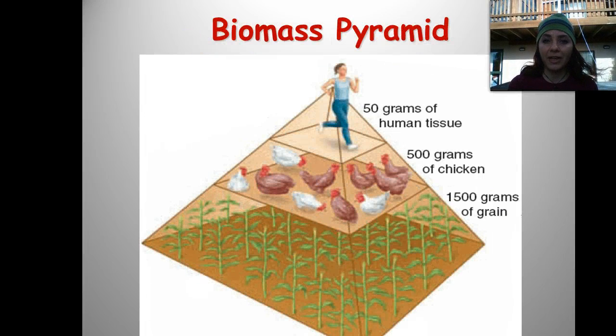And I'm going to end with a pyramid of biomass. Again, remember, biomass is the dry weight, meaning all of the liquid or water has been sucked out of it. So this would be showing that 1,500 grams of grain are needed per 500 grams of chicken and per 50 grams of human tissue.